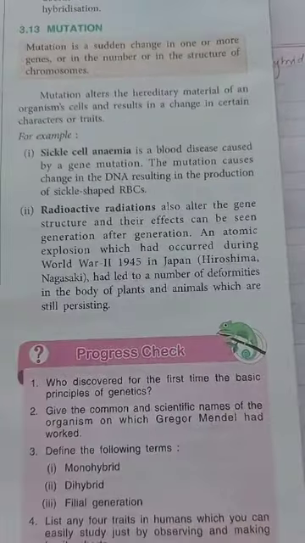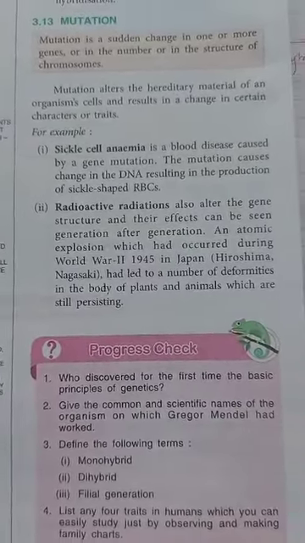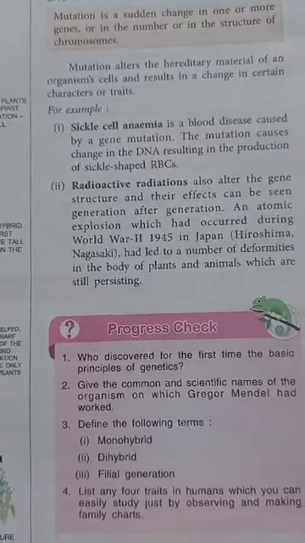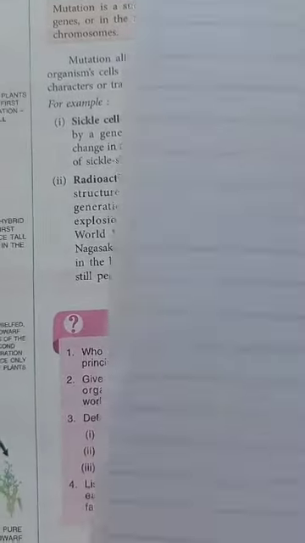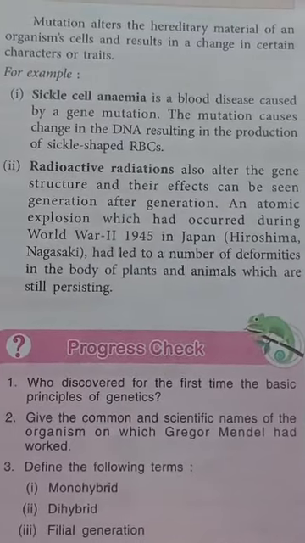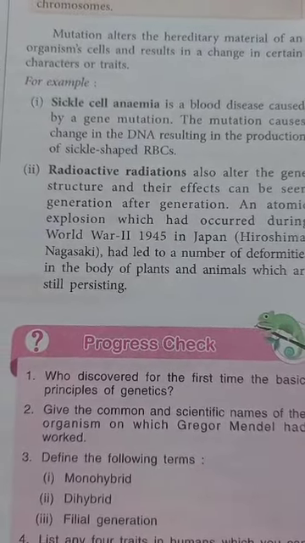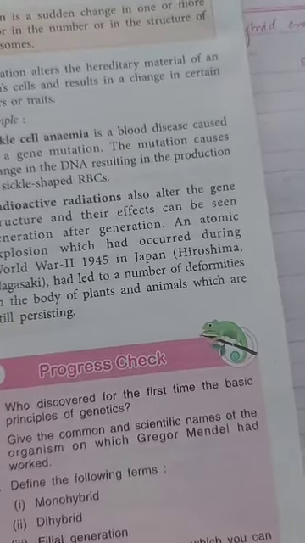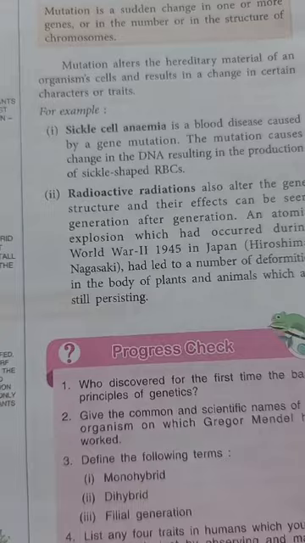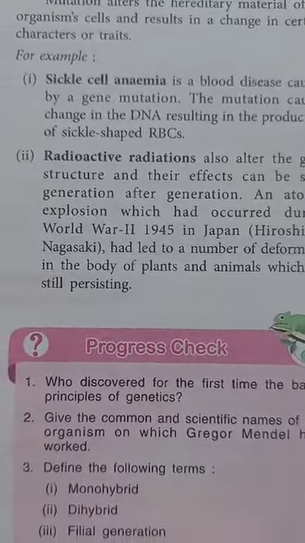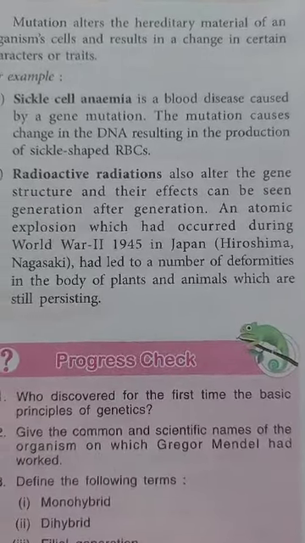Now after this, mutation is studied. What is mutation? Mutation means a sudden change in one or more genes. If any genetic trait is present and a sudden change occurs, it is called a mutation. Here two examples are given. The first is sickle cell anemia. It is a blood disease, a genetic mutation. The shape of the RBC, which we all know is oval, becomes sickle shaped due to the mutation.